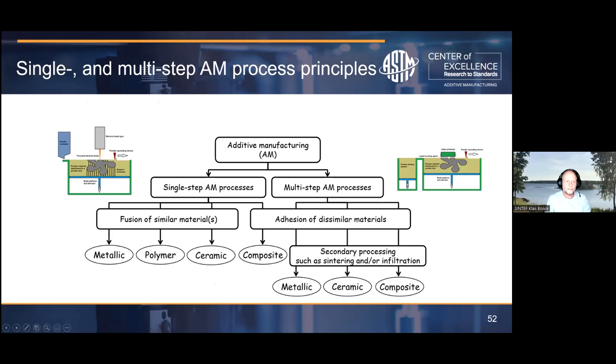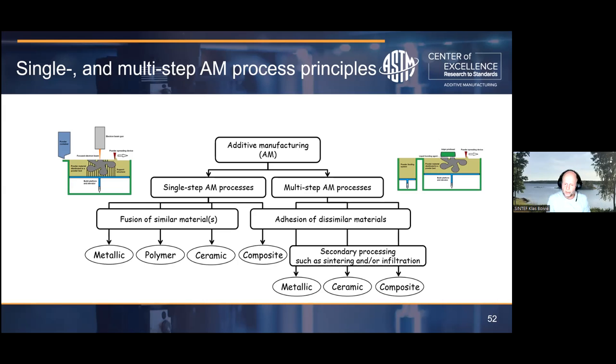Sometimes you can do it in one or several steps. In a single-step process, you have the fusion of similar materials. You can do that with metallic, with polymers, with ceramic materials. But in a multi-step AM process, that process includes both the adhesion of similar materials, such as metallic or ceramic powders that are being kept together with a binder, and then secondary processing, such as sintering in the furnace, with or without infiltration.